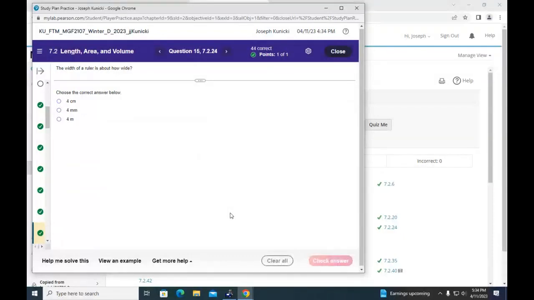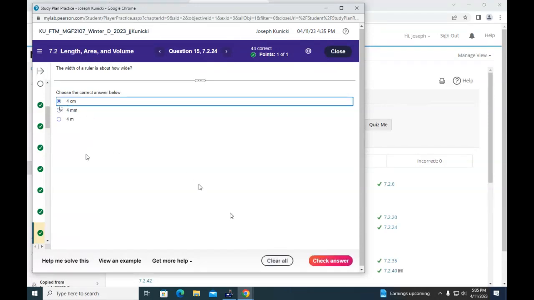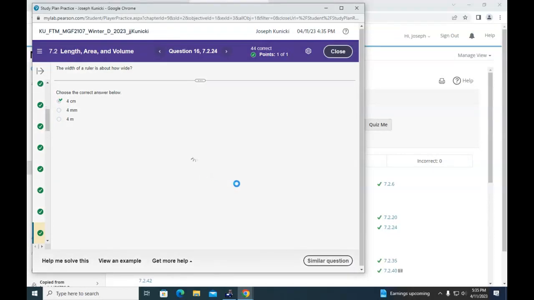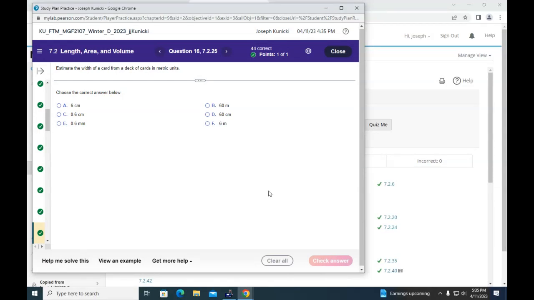The width of a ruler. Now remember, there's 2.5 centimeters per inch. So that would be about 1.5 inches for a ruler, 4 centimeters, because 4 meters is too big and 4 millimeters is too small. So 4 centimeters. We're getting really grilled in centimeters. Let's leave some of these behind.